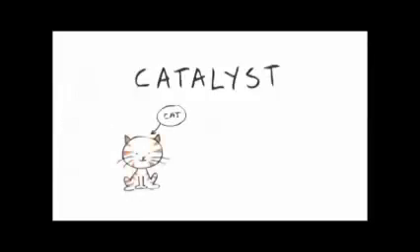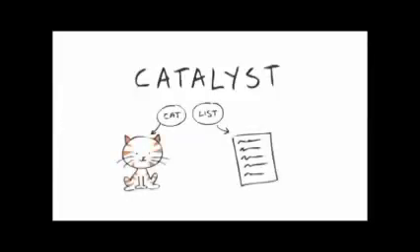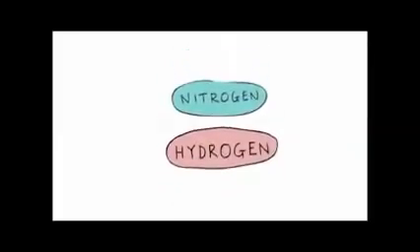The last factor you need to know about is less obvious. You can use a catalyst. A catalyst is a chemical that speeds up a reaction without being used up in the reaction. Catalysts do this by reducing the activation energy needed for a reaction to take place. Different reactions require different catalysts.